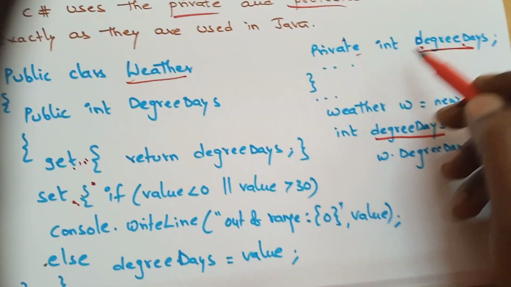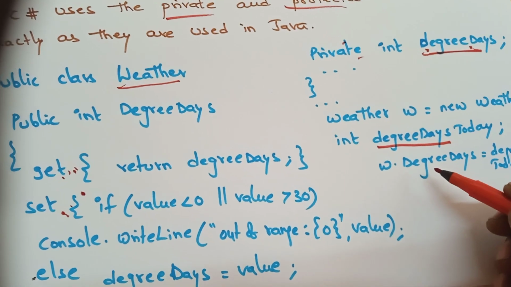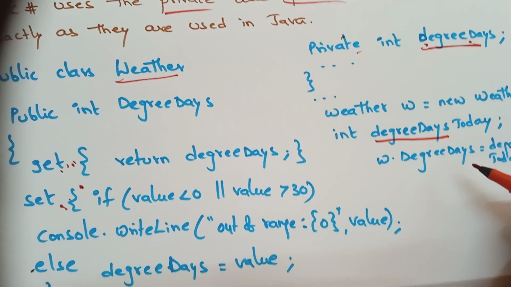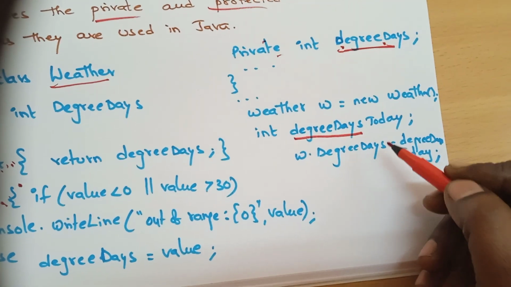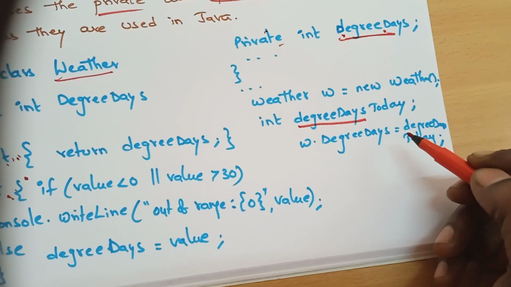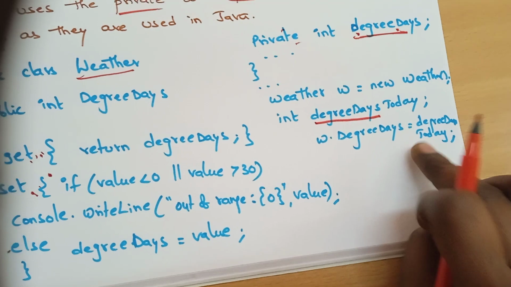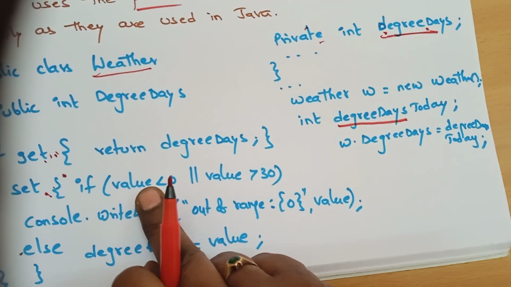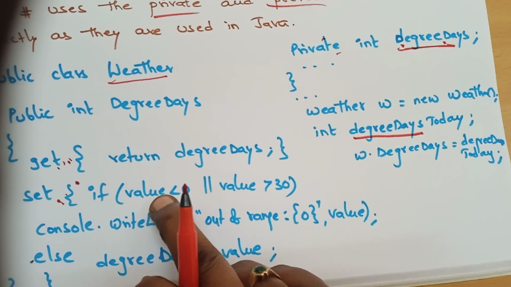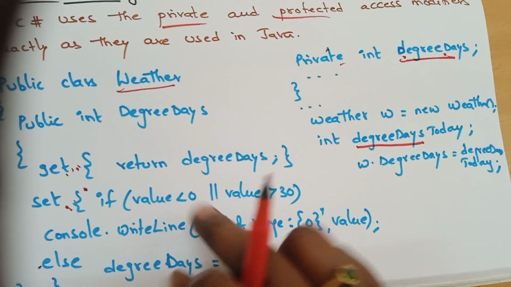In the client code, following the class definition, degreeDays is treated as if it were a public member variable, although access to it is available through the property only. Notice the use of the implicit variable value in the setter method. This is the mechanism by which the new value of the property is referenced.